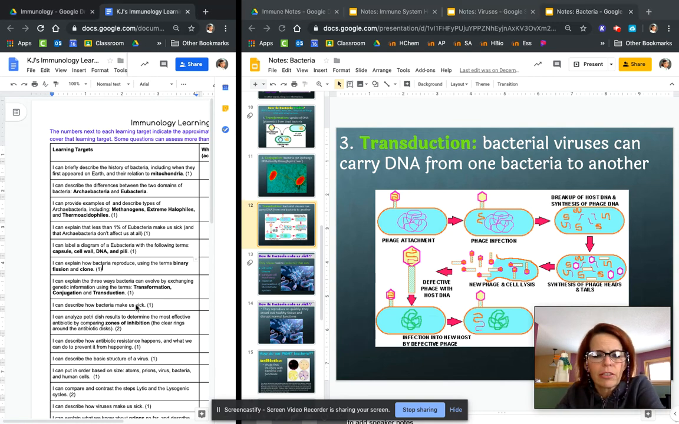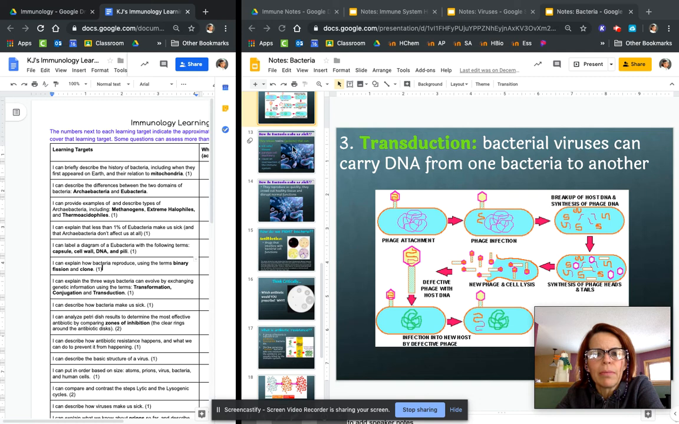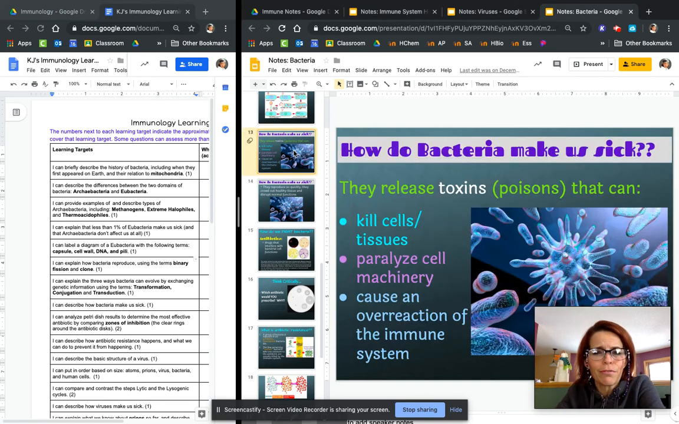Okay, the next learning target says I can describe how bacteria make us sick. The way that bacteria make us sick is very different than the way that viruses make us sick. Bacteria actually release toxins or poisons into our body that kill our tissues and make our organelles not work properly, whereas viruses cause our cells to explode when they get replicated inside. You might have 10,000 viruses inside of a cell and the cell just bursts open. Totally different way of making us feel crappy.